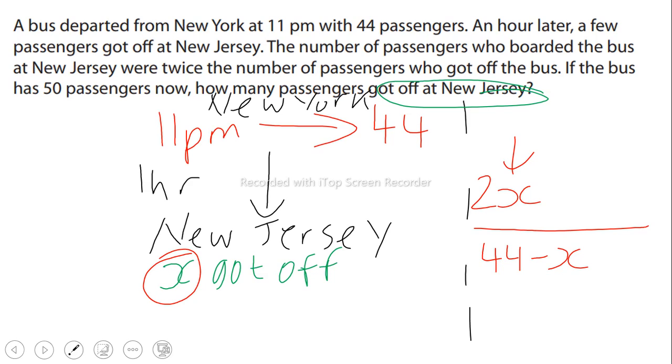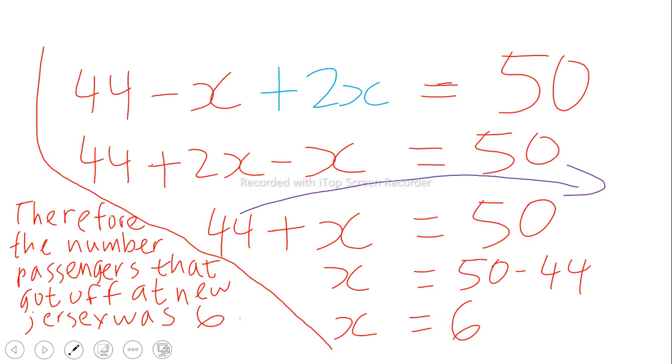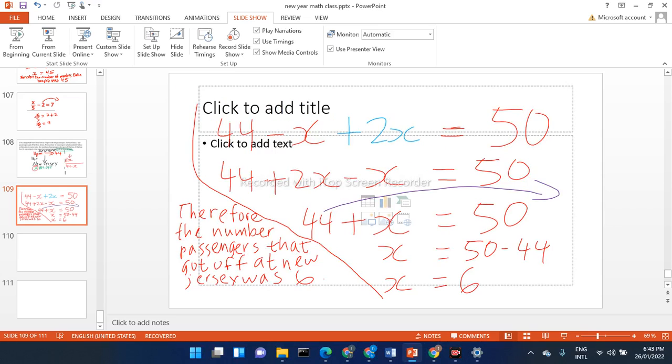Alright, so can I move it back to the original thing? Okay, good. Let's see if our answer is correct. So that means that 6 people got off. Now, the question is, how many people got on at New Jersey? If 6 people got off, 12. Why do you say 12? Because 2 times 6 is 12. Very good. I love it. And they said that twice the number of people who got off got on, right?